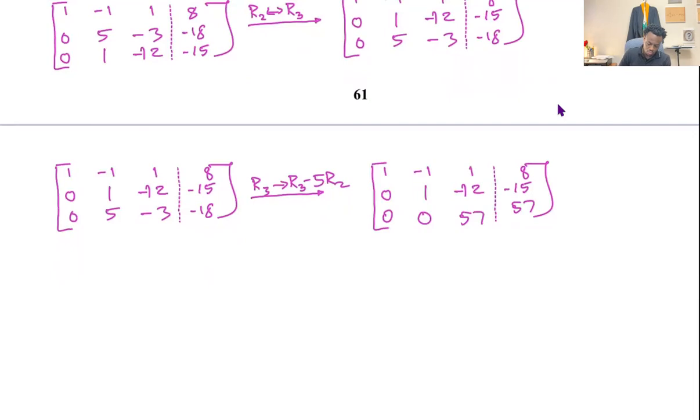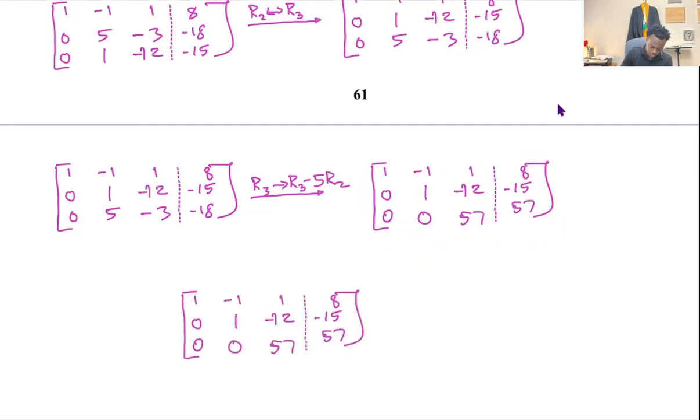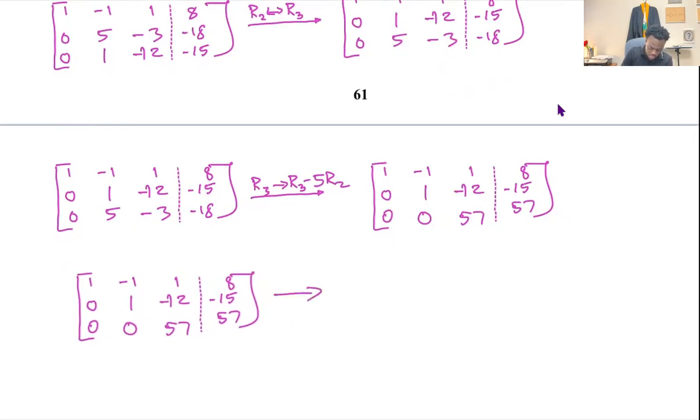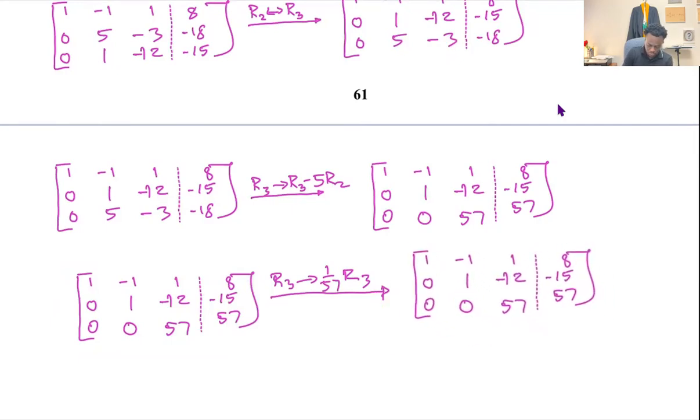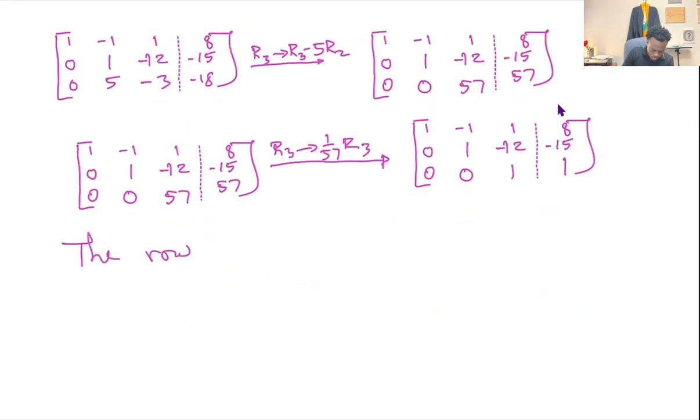And then now, last thing to do is to make this one. From this one, I can perform the operation where I'm gonna make row 3 receive 1 over 57 of itself. Okay, and then that's it. That will make the deal to get the row echelon. That will give me the row echelon matrix that I want to solve the system. That's a 1, and that also will be a 1.